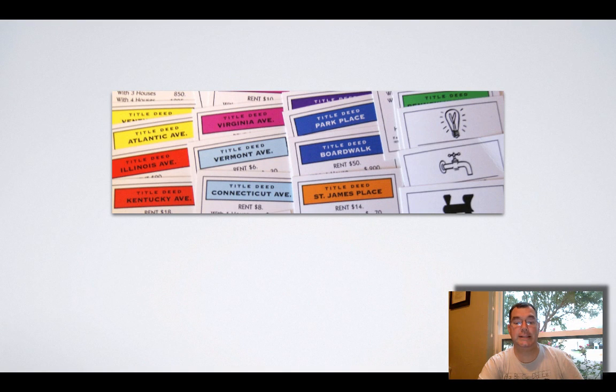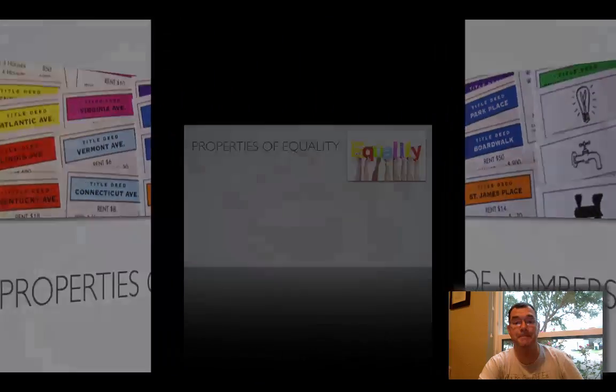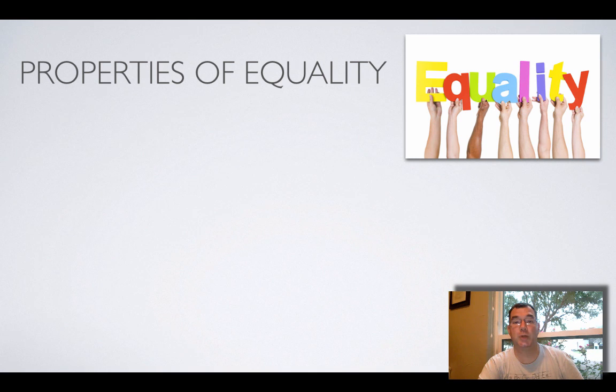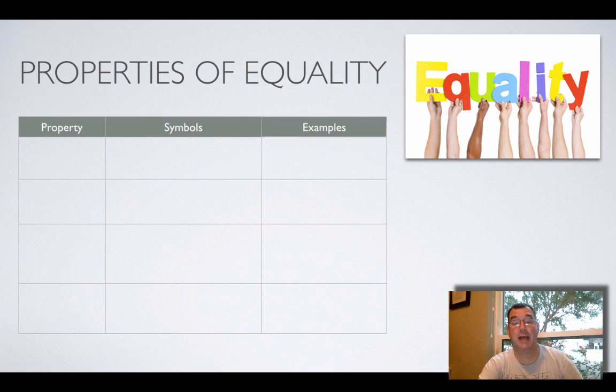Hello again. We are continuing our discussion of Algebra 1 by talking about properties of numbers. So let's begin. The first type of properties we're going to talk about are what things in algebra can be considered to be equal. Okay, so these are the properties of equality. We're going to talk about each property, how to write it symbolically, and then some examples just to show you what I mean.